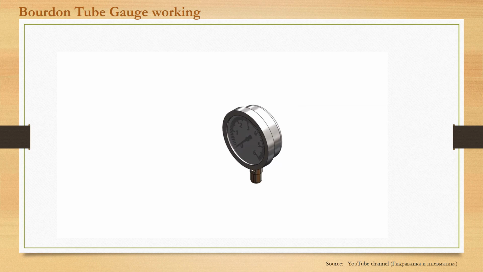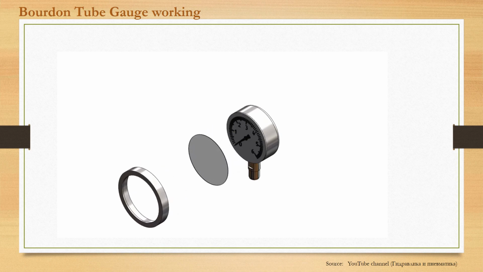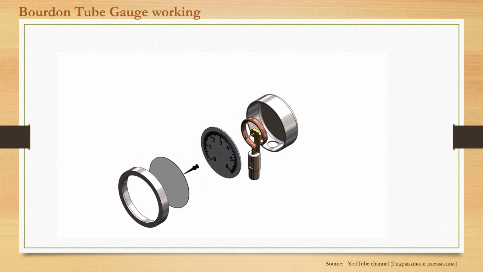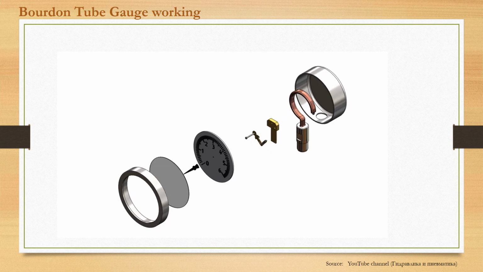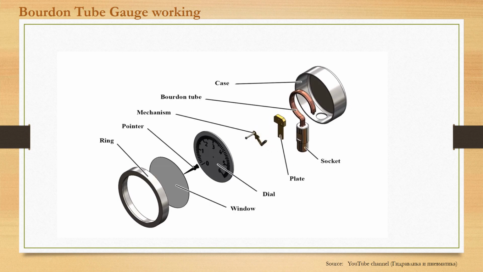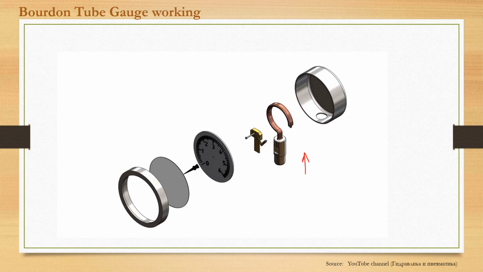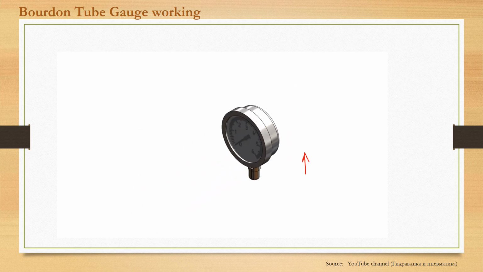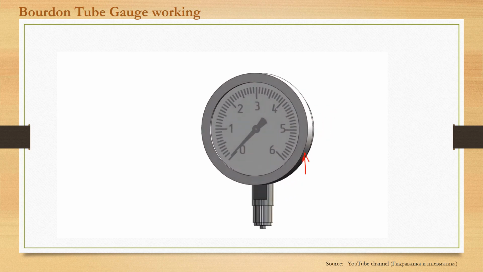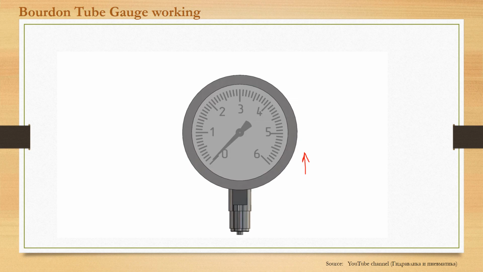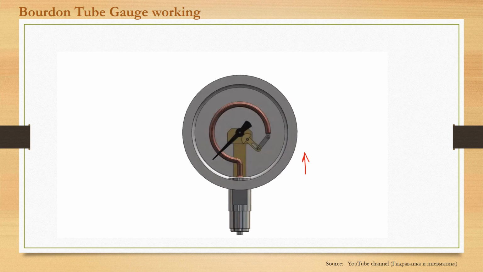Now here we can see the working of the Bourdon tube gauge. So this is the Bourdon tube gauge. Now you can see the exploded view of the Bourdon tube gauge. So you have different components as you can see, and this is the socket from where pressure is applied, and this is the Bourdon tube. Now once again all these are combined. Now we can see the working of this.